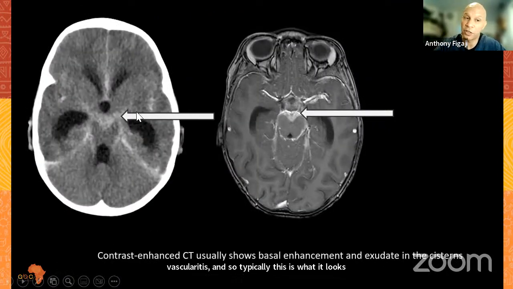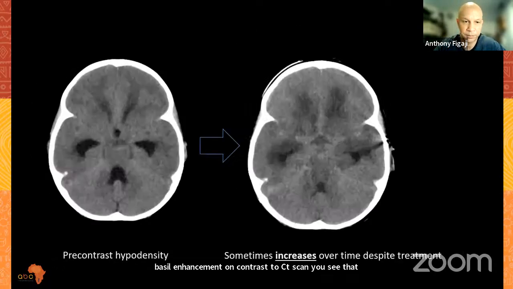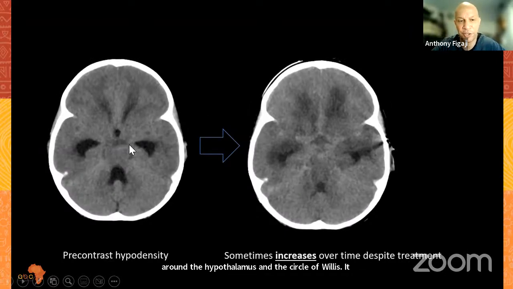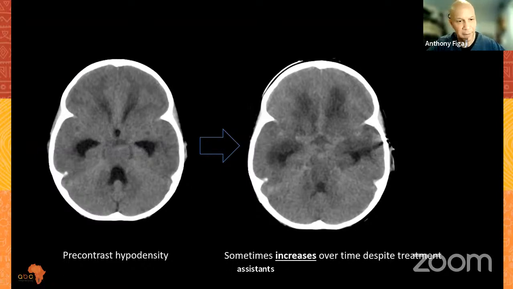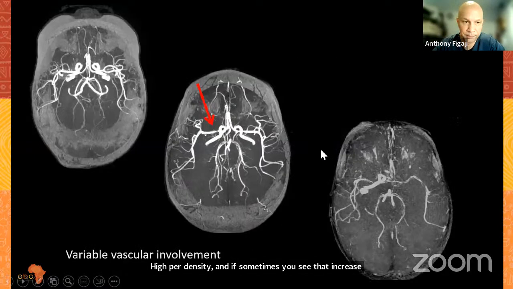You give them contrast, and you have this basal enhancement on contrasted CT scan. You'll see that on MRI scan as well. This exudate around the hypothalamus and the circle of Willis. Sometimes you see that even on pre-contrast. These are cisterns that you usually should see. There's CSF in the cisterns, so it should be black. And so you have this pre-contrast, not hypodensity, hyperdensity. And sometimes you see that increase over time, even when patients are on treatment.